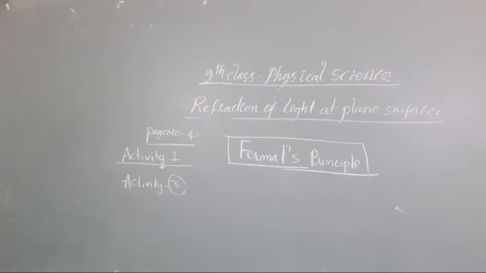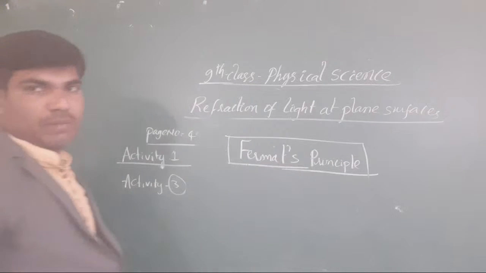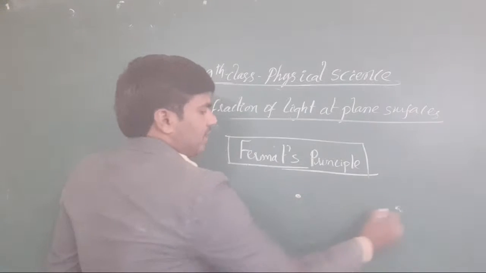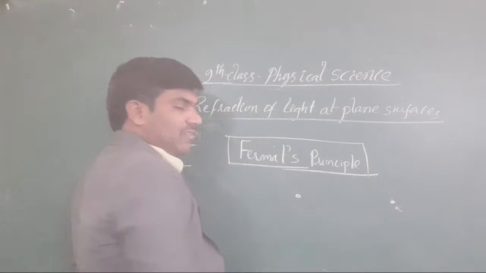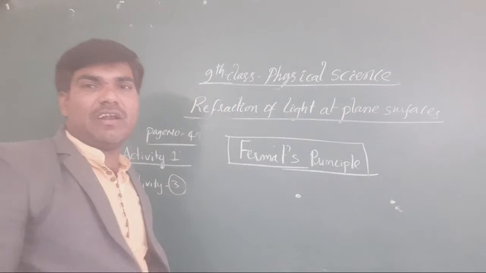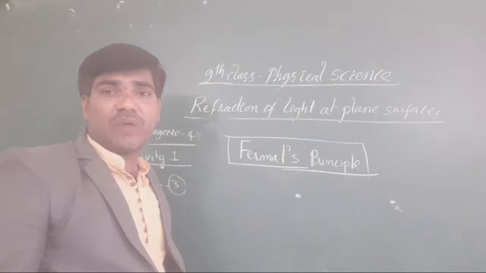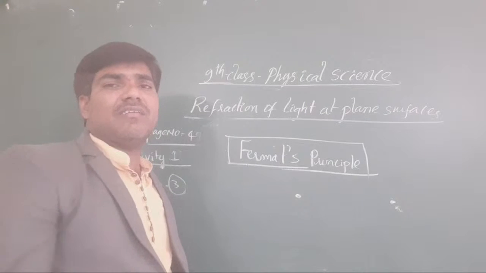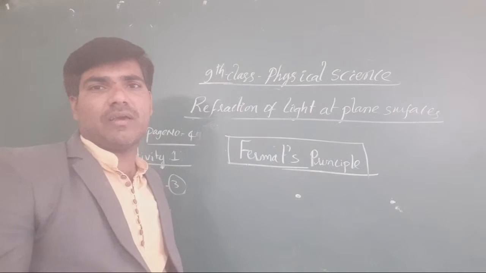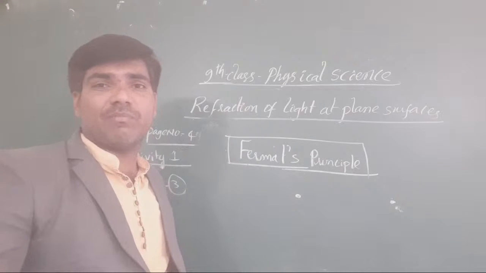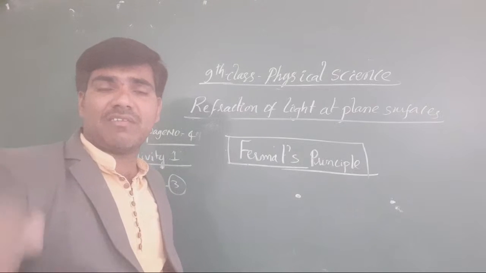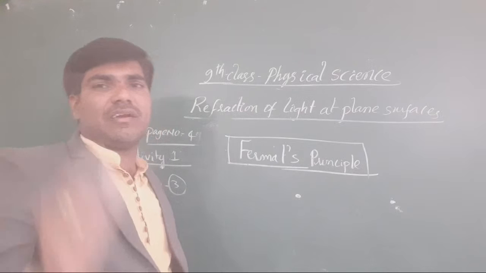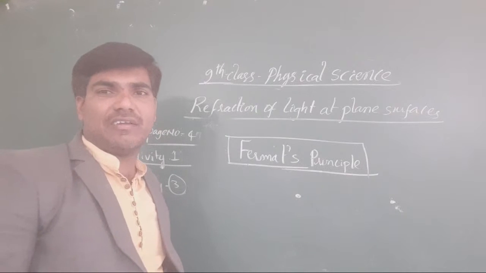Okay, clear or not, all of you? Yes, the path which takes the nearest possible time to cover. Between any 2 points, in which path does light always travel? The shortest path. Indirectly, it is called the shortest path only. It takes less time. Now, whichever path takes less time, that path is selected by the light.